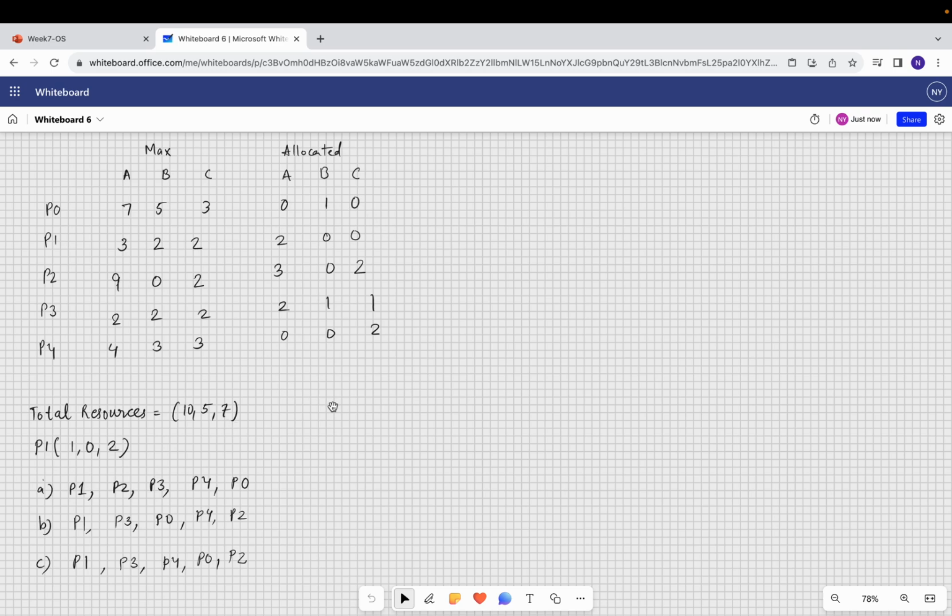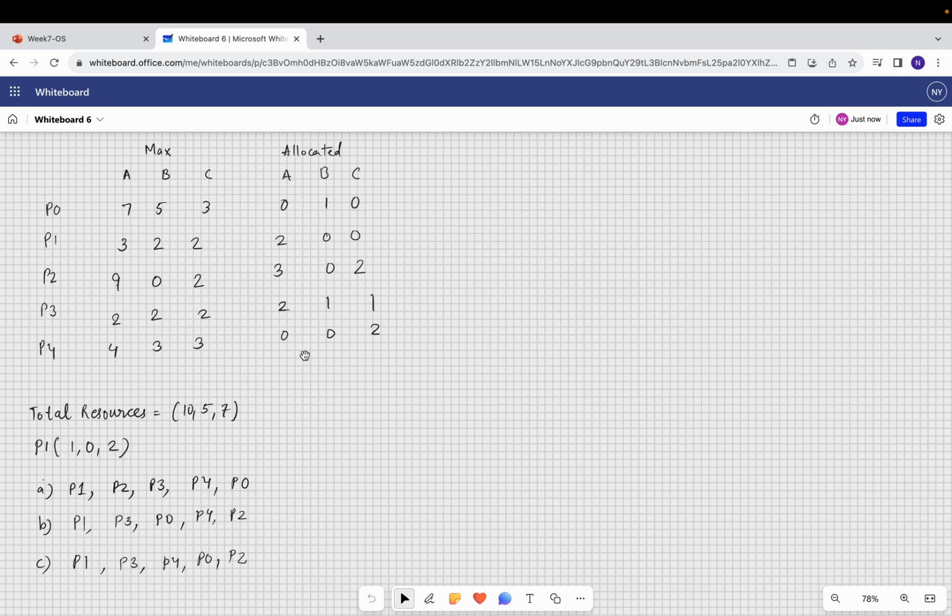And this is the allocated matrix, which means that out of these total resources, we have already allocated some units of these resources to some processes. Like we have allocated 2 units to P1, 3 units to P2, and 2 units to P3 of the resource A. So this is the allocated.